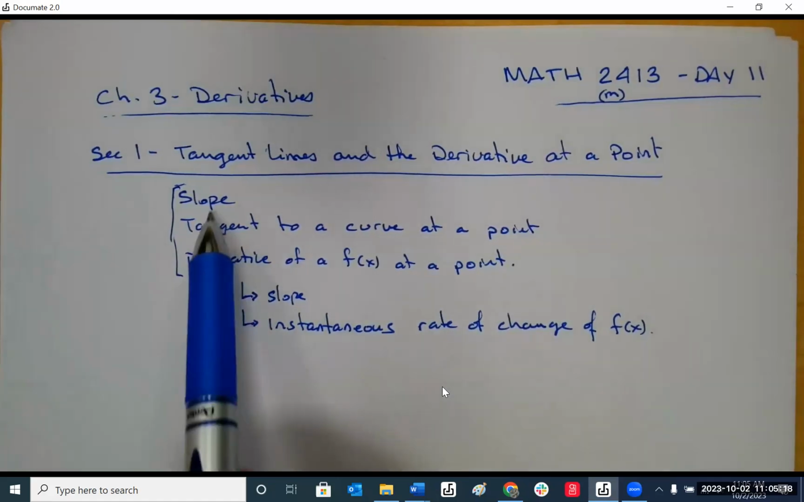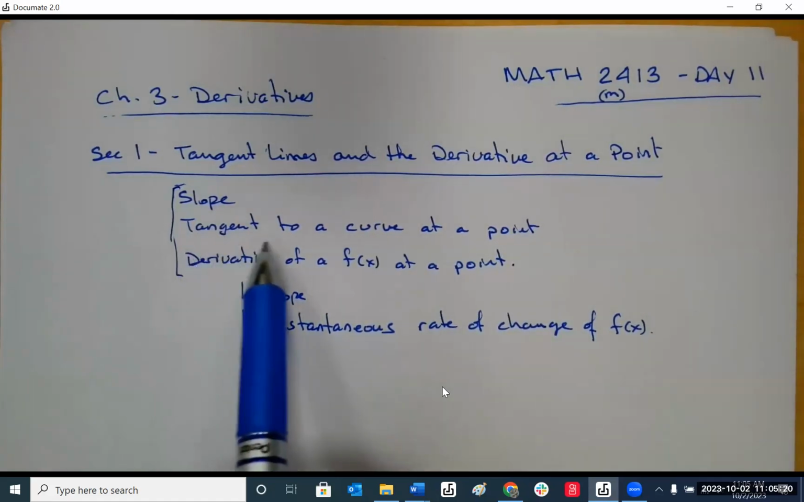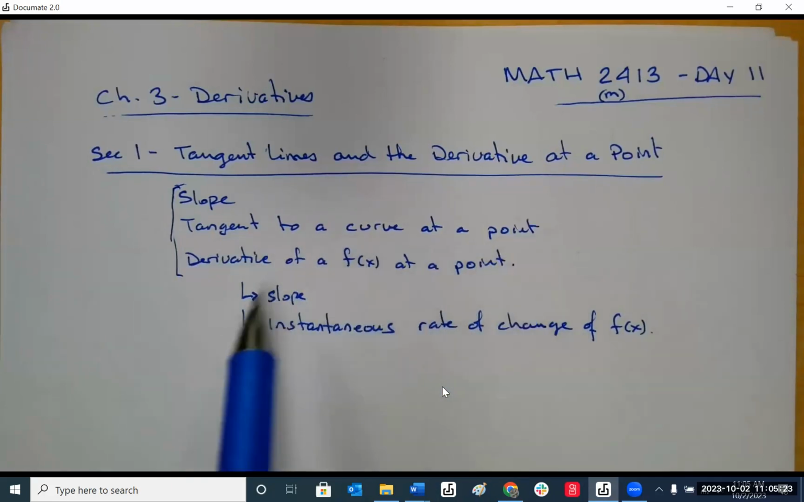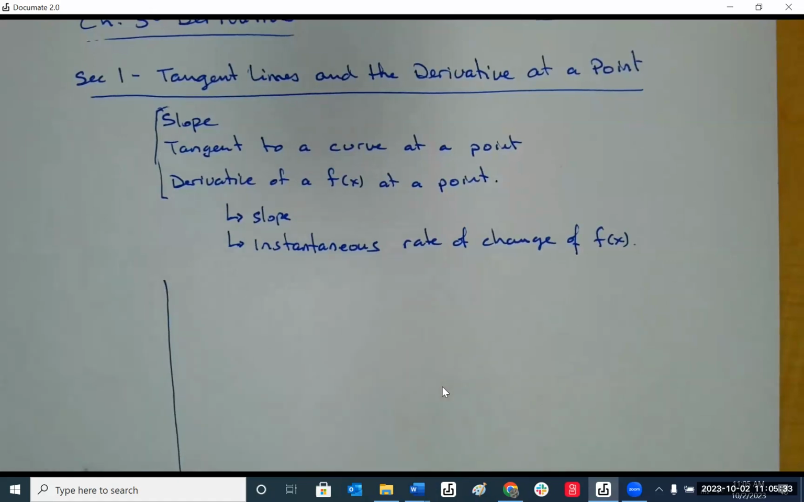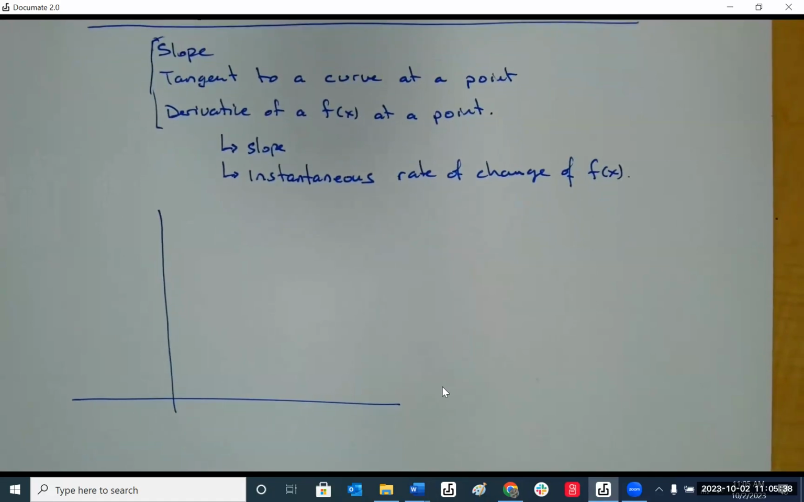So in this section, we're going to talk about slopes. We're going to get the tangent to a curve at a point, and the derivative of a function at a point. And the derivative is a slope, the instantaneous rate of change. Let's recap how we go from slope to a derivative.